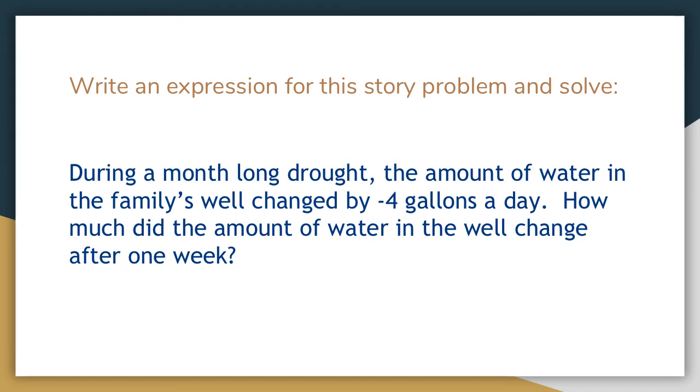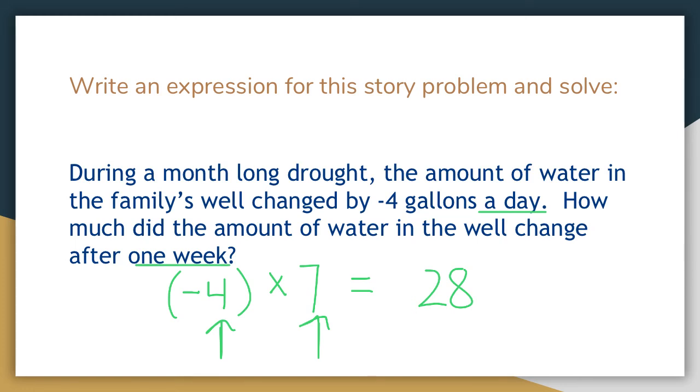All right, let's do this. So, I know it's changing by -4 every day for 7 days. That's how many days are in a week. And so when I multiply this, let's deal with our numbers first. 4 times 7 is 28. And then let's think about our sign. We had a negative and a positive. Those are different. So my answer is -28, and my label is gallons.